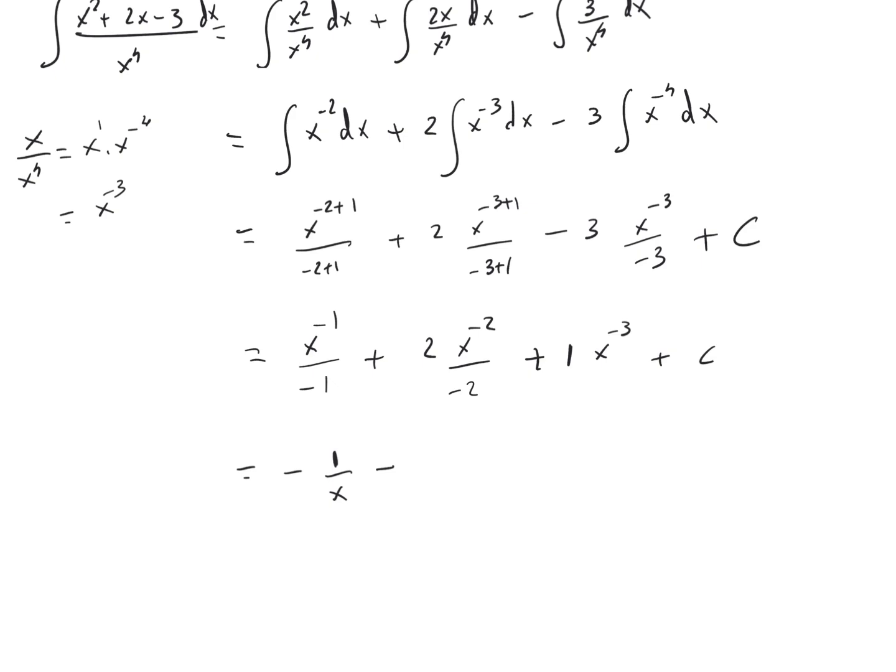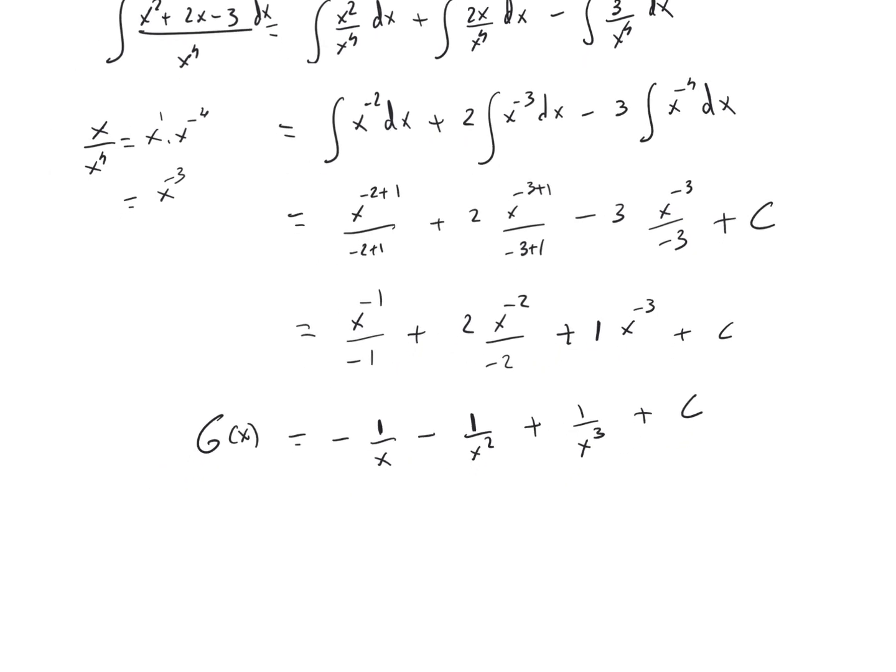But x−2 is 1 divided by x squared plus 1 divided by x cubed plus c. So the function g of x, that when I take the derivative will be f of x, is this function. So we may check what g prime of x is.